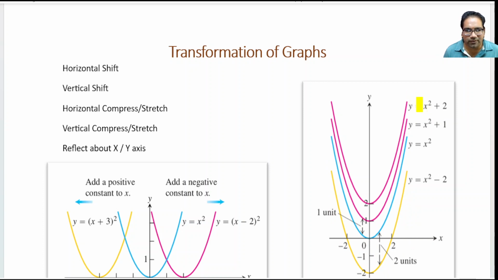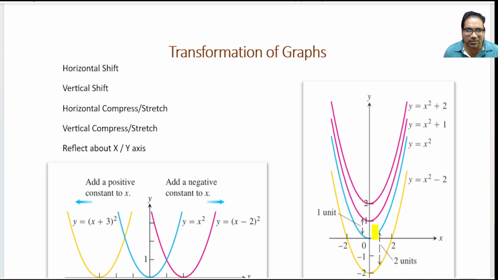Whatever, y equal to f of x plus some constant c. If that c is positive, then the shifting is upwards. If the c is negative, that means the shifting is downwards. What exactly are we doing? We are calculating the same x square and then adding 1 everywhere. Right? What is y equal to x square plus 1? It means y equal to x square plus 1 everywhere.